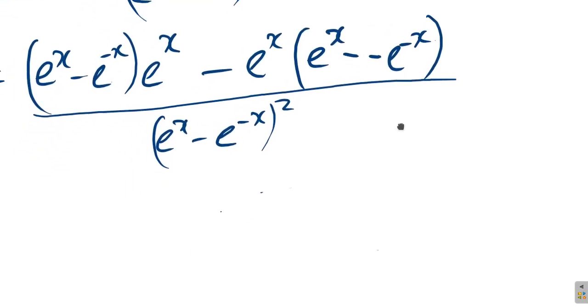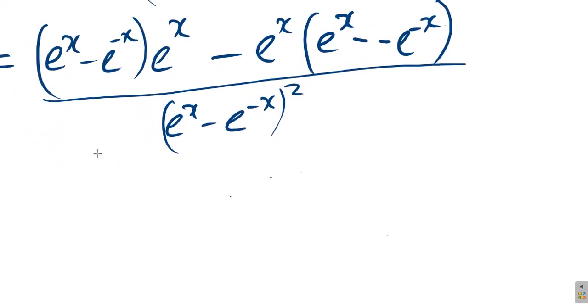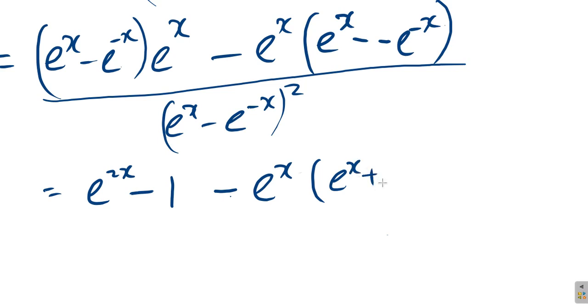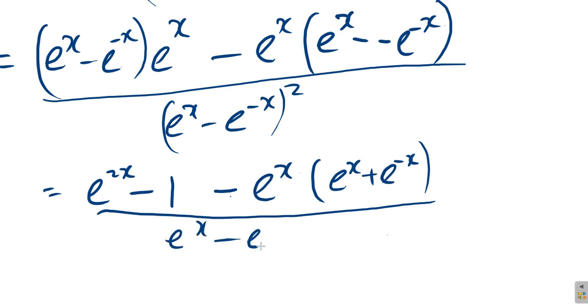What happens here now? You have e to the x times e to the x. So it's e to the 2x, remember the indices, minus e to the x times e to the negative x. It's going to be e to the 0, which is 1, minus e to the x times, and you have e to the x plus e to the negative x, over e to the x minus e to the negative x all squared, right?